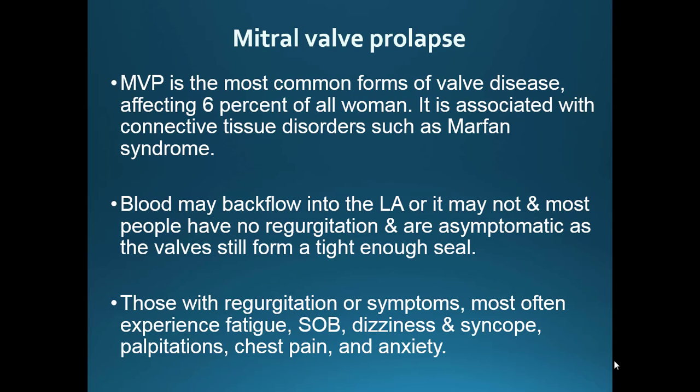Mitral valve prolapse is the most common form of valvular disease, affecting about 6% of all women. It is associated with connective tissue disorders such as Marfan syndrome. Blood may back up into the left atrium or it may not, and most people have no regurgitation and are asymptomatic as the valves still form a tight enough seal. Those with regurgitation or symptoms most often experience fatigue, shortness of breath, dyspnea and syncope, palpitations, chest pain, and anxiety.